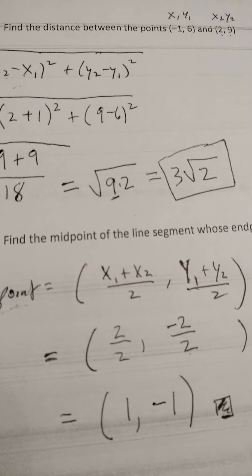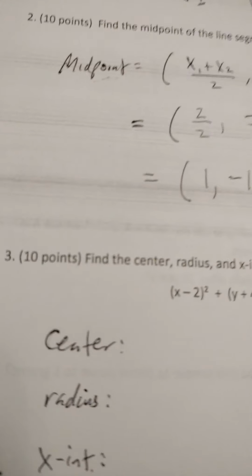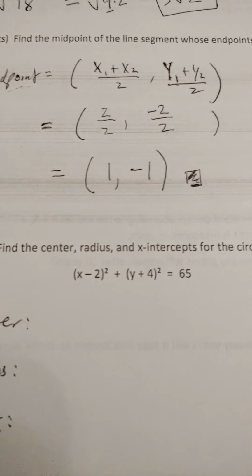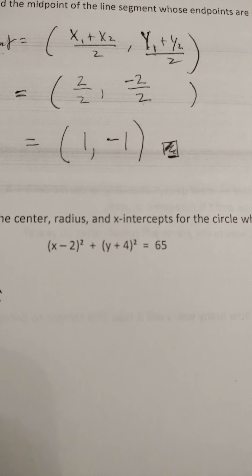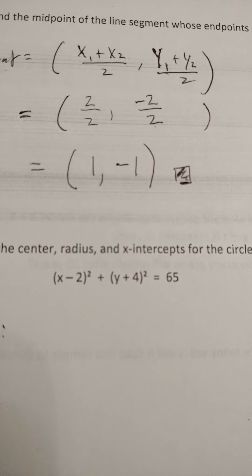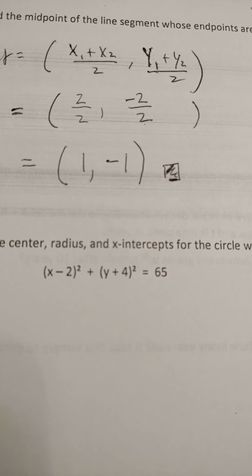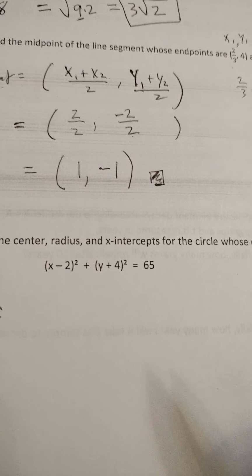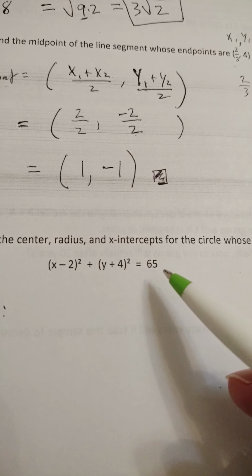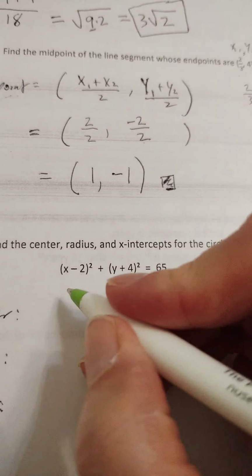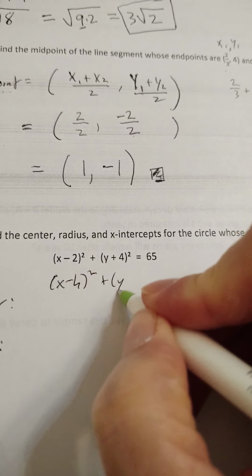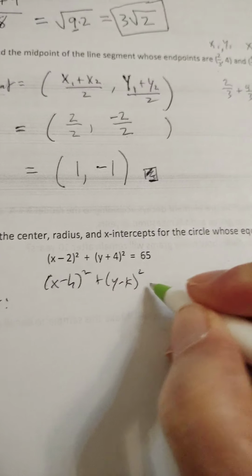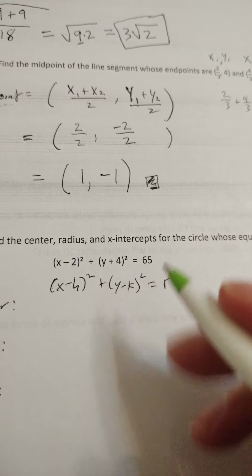Okay, and then my final question. Find the center, radius, and x-intercepts for the circle whose equation is given by x minus 2 squared plus y plus 4 squared equals 65. So this is a circle in standard form. Remember, standard form is x minus h squared plus y minus k squared equals r squared.